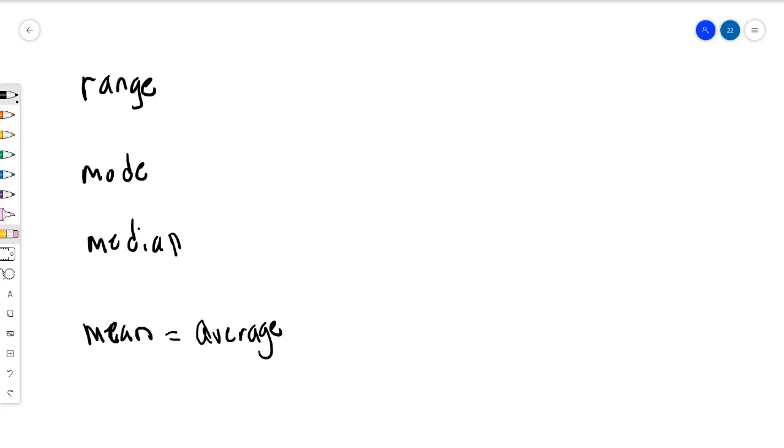So let me give you a list of numbers. My numbers are 19, 20, 32, 19, and 25. And I want to know the range, mode, median, and mean. Before you start, put your numbers in order from least to greatest. Do not just start picking out mode and median.